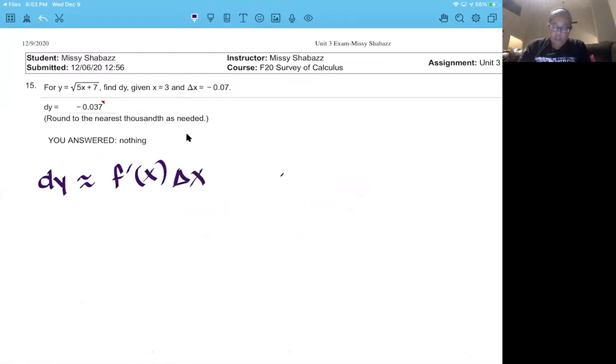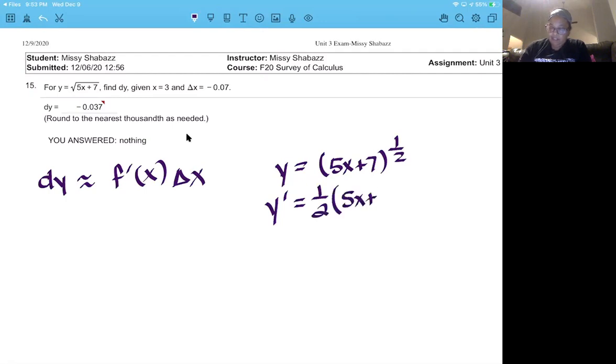Right? So if y equals the square root of 5x plus 7, let's write it as (5x plus 7) to the 1/2, then y prime is 1/2 (5x plus 7) to the -1/2. The derivative of the inside is 5. So 5 over 2 times (5x plus 7) to the 1/2.